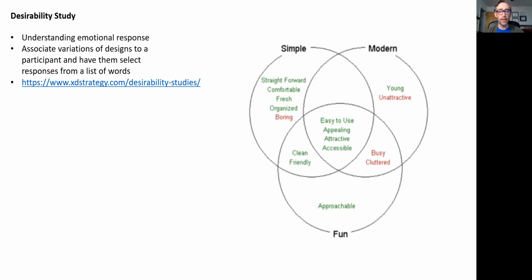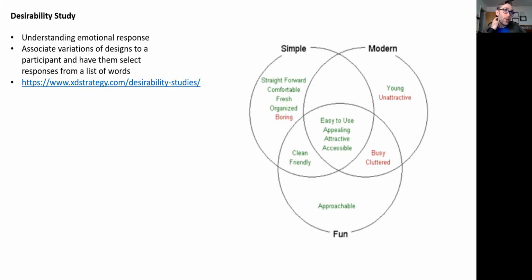If you go to xdstrategy.com/desirability-studies, you'll be able to learn more about this. But here's the Venn diagram on the right. So an end user is given 2 different designs. They get design A, and it's simple. It's straightforward, comfortable, fresh, organized, but it's boring. They get design B. It's modern, it's young, but it's unattractive. And then they get a fun one, which is approachable. It's clean and friendly, but it's a little bit more busy because it's intended to be fun and active.